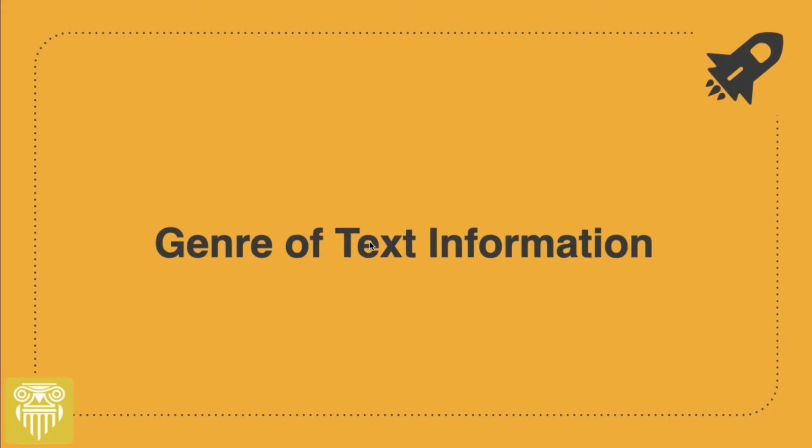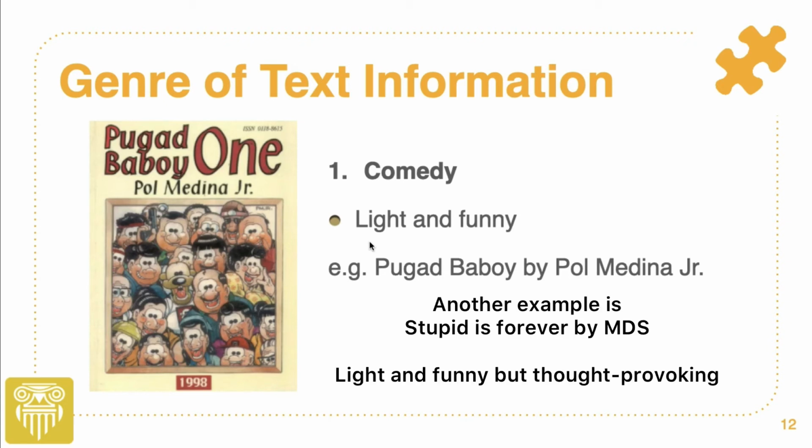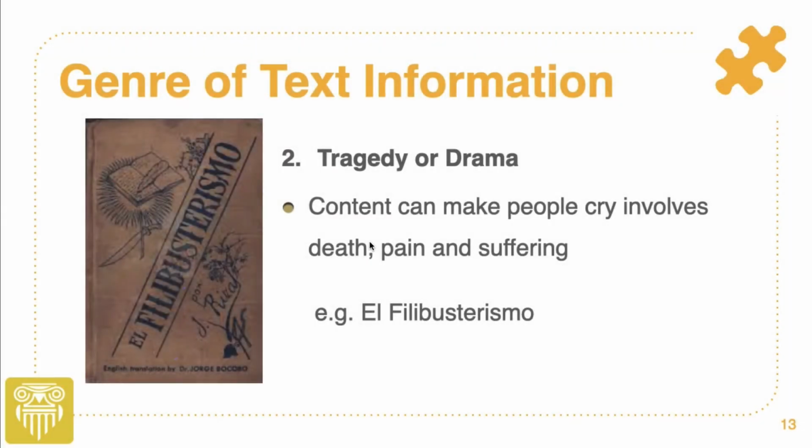Genre of text information. We also have different genres of text and information. Number one, we have here comedy. So technically speaking, it is light and funny. Is there any one of you who knows Pugad Baboy by Paul Medina Jr.? The content of this is very sarcastic. It's very light, but at some point, it is also smart enough to tackle a political or social concern.